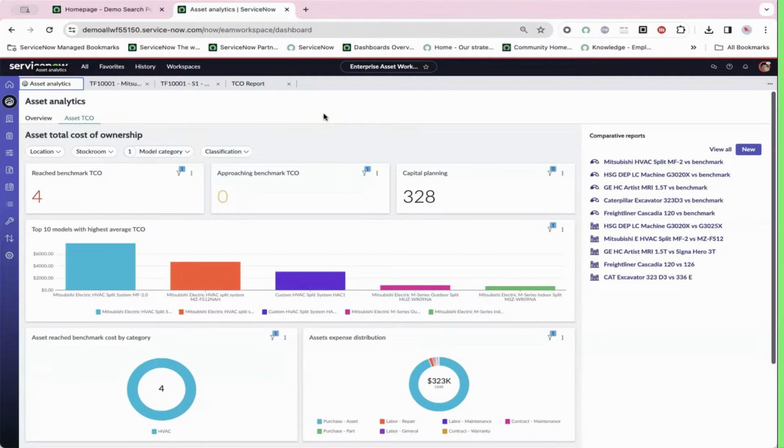So with our asset total cost of ownership, you're now able to track asset costs throughout your asset lifecycle. Again, it includes that initial capital cost, expenses related to support, labor, and contracts. Users can also compare asset TCO to model TCO target and other assets as a benchmark to enhance asset refresh. And that concludes our total cost of ownership.